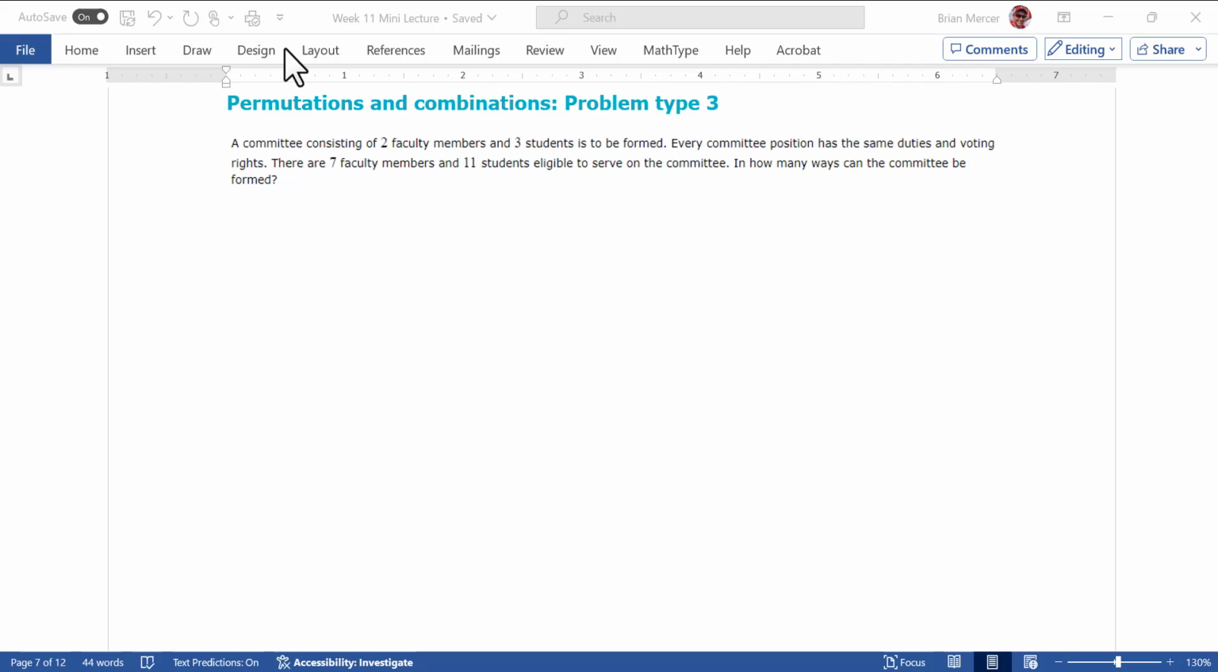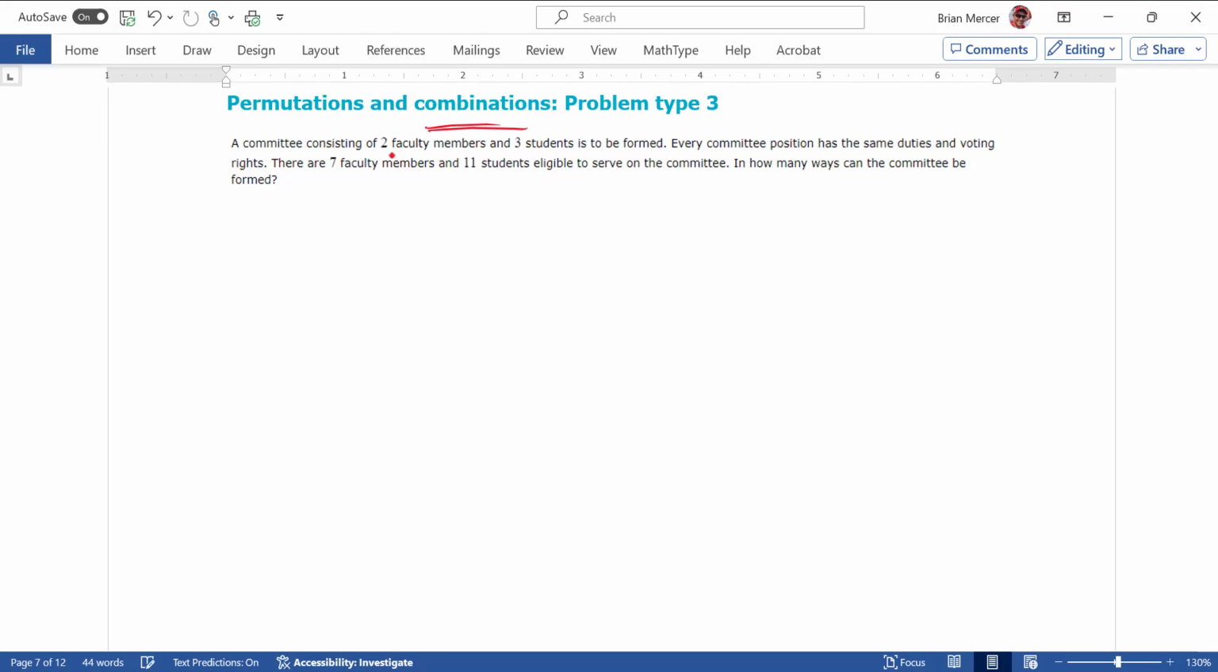If you think about putting several people on a committee, so if you talk about 2 faculty members, if you reverse the order, they're still on the committee. It doesn't change anything. So this is a situation where the order doesn't matter. And when order doesn't matter, remember that is a combination. Same thing with the 3 students. The order that they're on there makes no difference. So we're dealing with a combination.